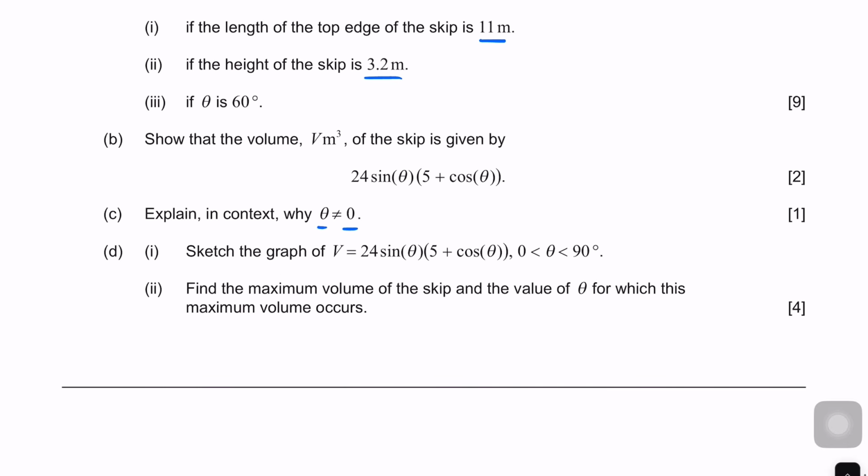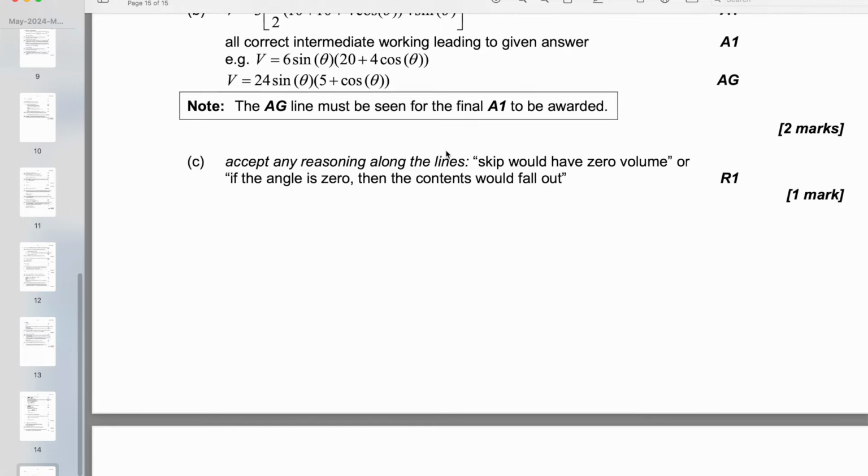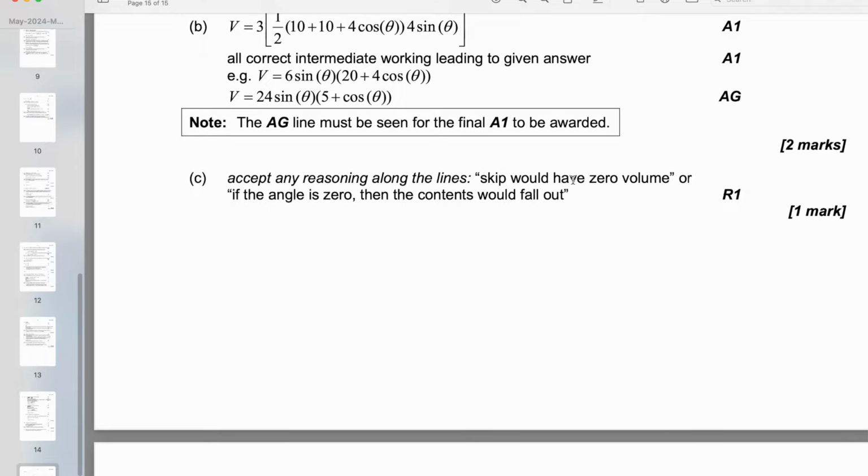So why can't theta be equal to 0? Well, explain in context, the garbage would fall out. And just in case you are thinking that that is a ridiculous thing to say, here is the mark scheme. Here it is. The skip would have 0 volume, that's right. It wouldn't hold anything, so it'd just be flat, or the contents would fall out. That's true. That's what would happen.